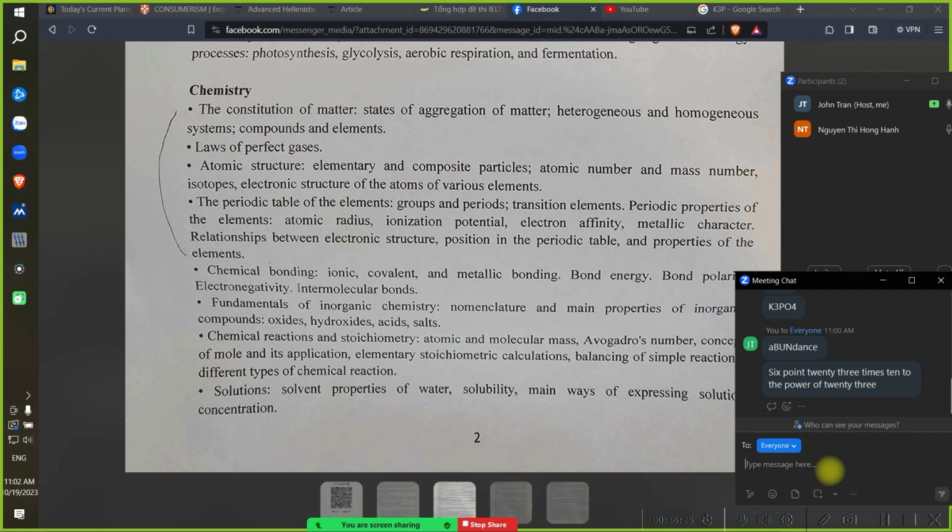6.023, that's right. 6.023 times 10 to the power of 23. Okay. And what is the significance of that number? If I wanted to know the number of particles in 3 moles of a substance, the value would be 3 times 6.023 times 10 to the power of 23.